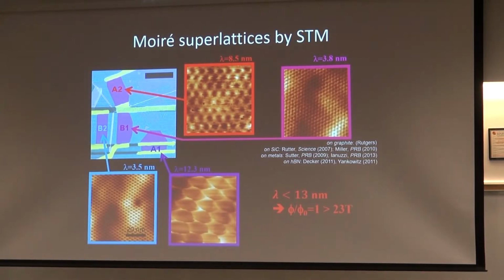And you can see that, if you take an STM micrograph of graphene on hexagonal boron nitride, these were a set of different devices.